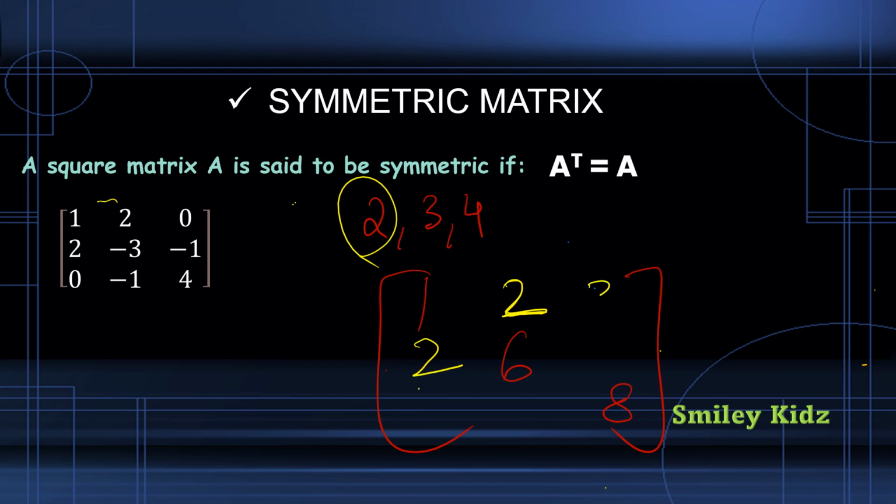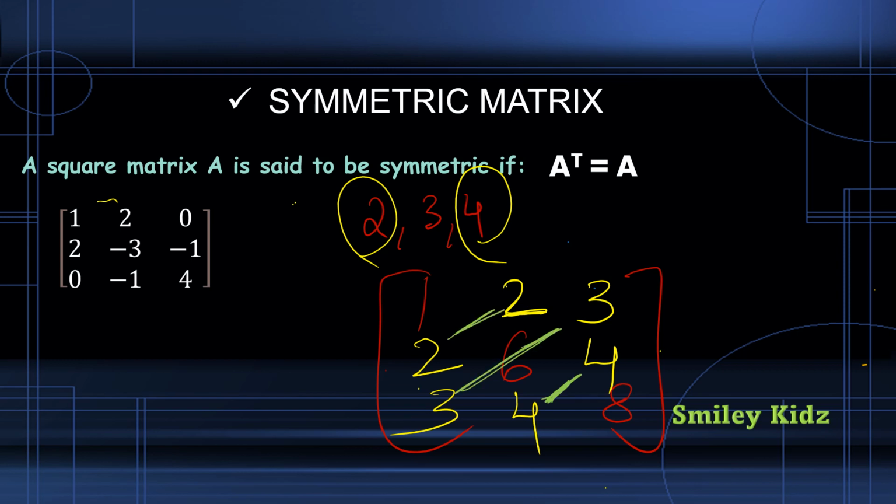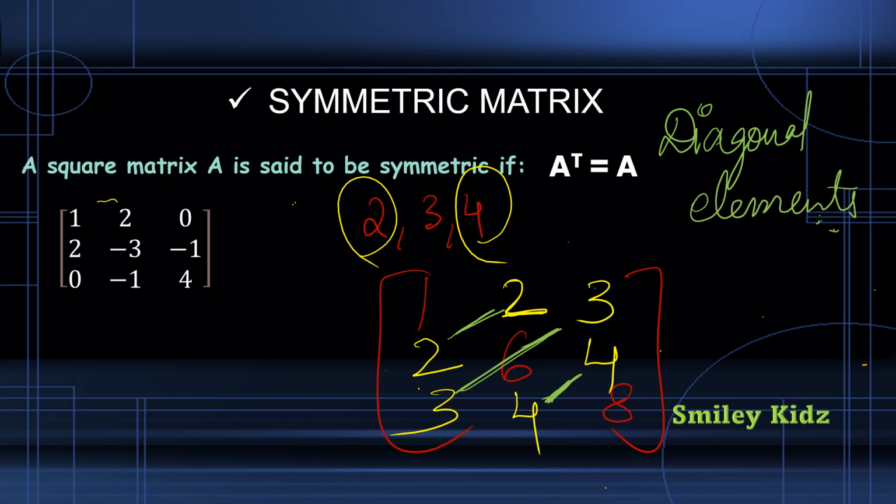Fine. Let's say here I'm going to put 3. Here I'll have 3. Here I'm going to put 4. So here I'll have 4. In the same line, that is what I want to say. Alright. And remember that diagonal elements are none of our concern. Diagonal elements have nothing to do with the symmetric matrix. Let's move on to the skew symmetric matrix.